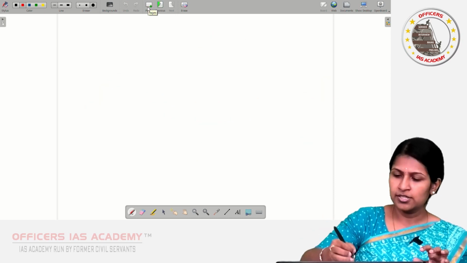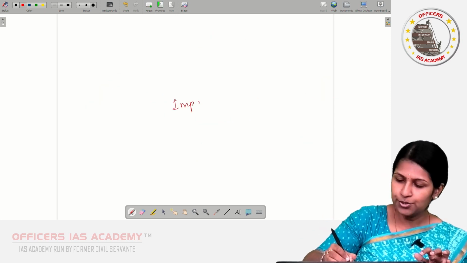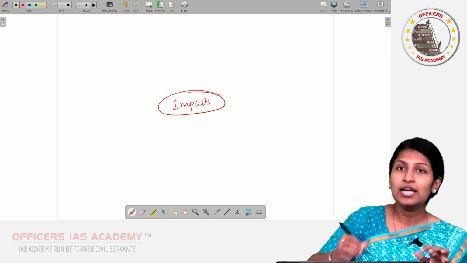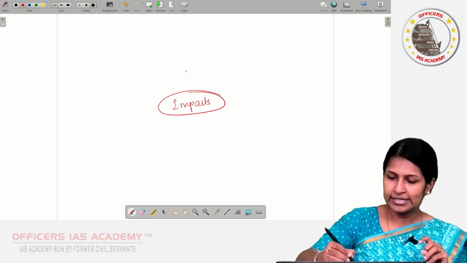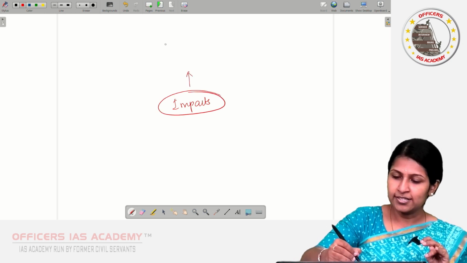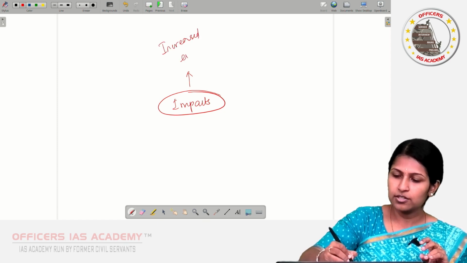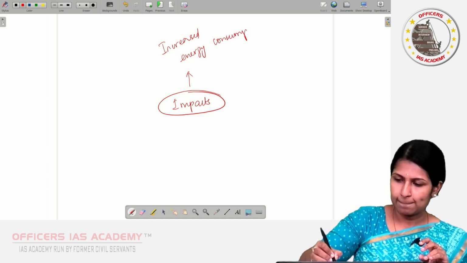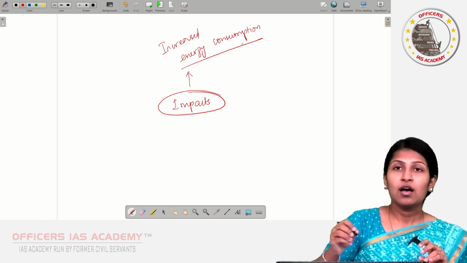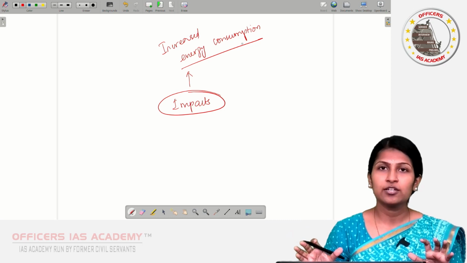Having discussed the causes, what can this lead to? What can be the possible impacts of urban heat islands? Urban heat islands will lead to increased energy consumption. How can urban heat islands lead to increased energy consumption?